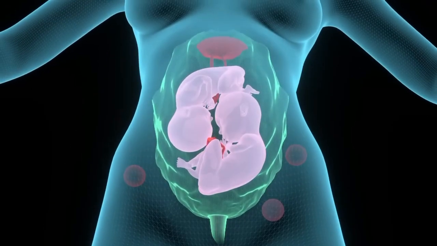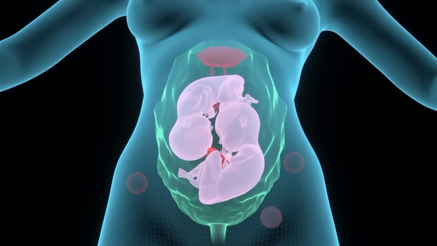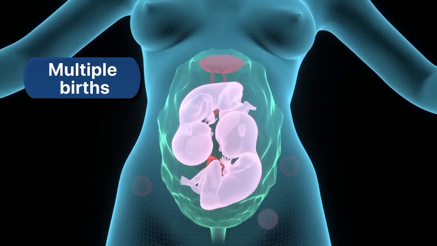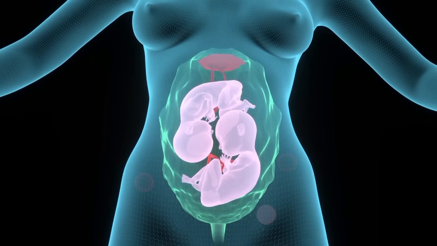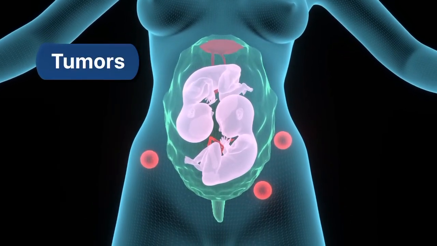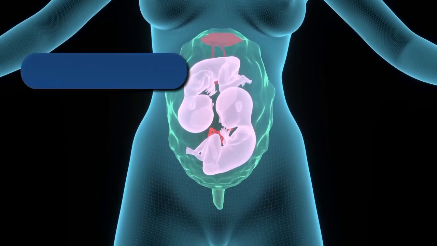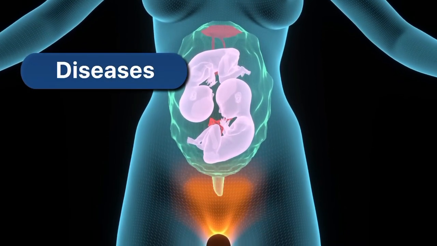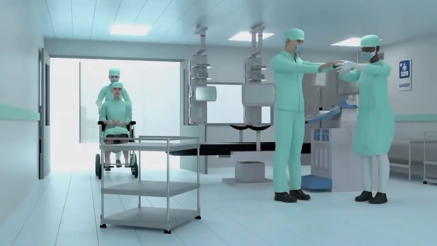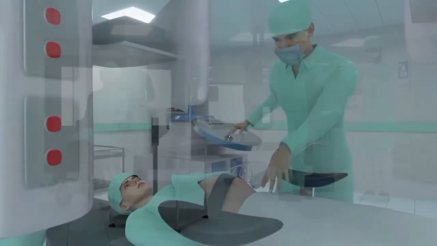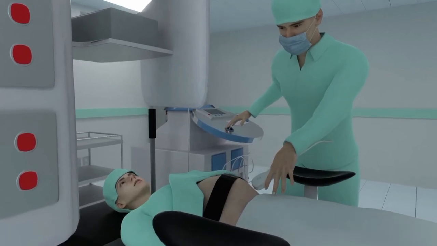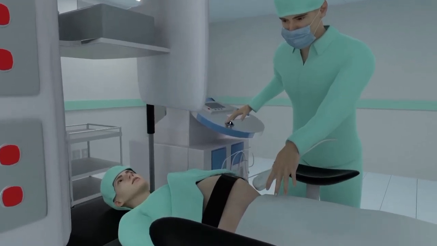Other causes that may require a C-section include multiple births, that is, the birth of twins, triplets, etc., large tumors in the uterus, genital herpes or other infections, and diseases such as uncontrolled diabetes or hypertension. The doctor may use ultrasound tests and a fetal heart monitor to help decide whether or not the baby should be delivered by cesarean section.